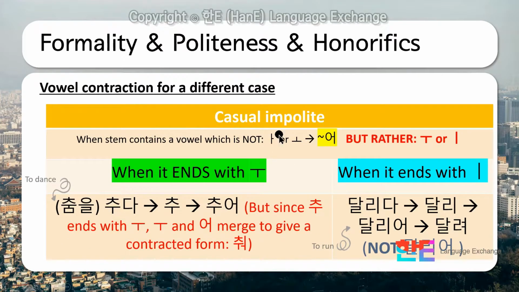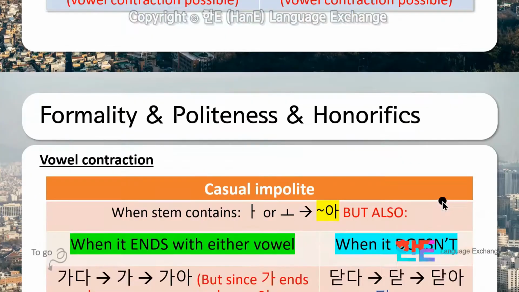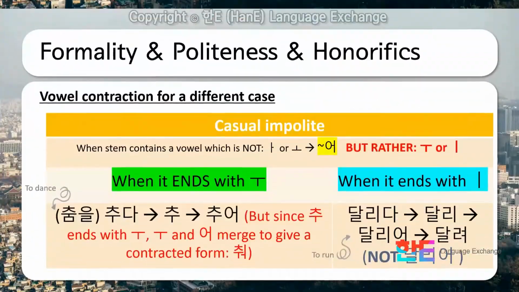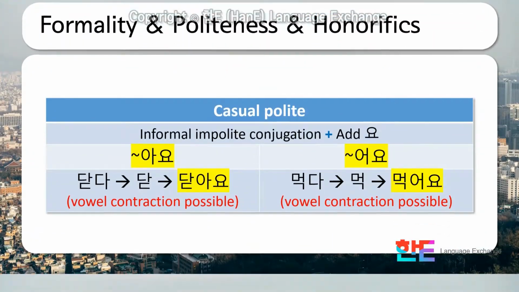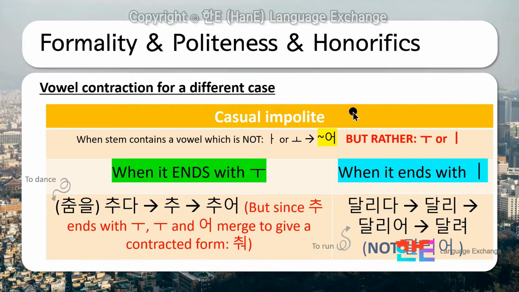For the rest of it, so we have this case. This is a case where the stem contains a vowel, but it is not one of these two. So we said previously, in this slide, that we're gonna add this to it, 어. Now, an example of this being 먹다. 먹다 becomes 먹 for the stem, and we're gonna add 어 to it. That gives us 먹어. But there are some cases where we're gonna do the same whole vowel contraction thing. And that is an example.